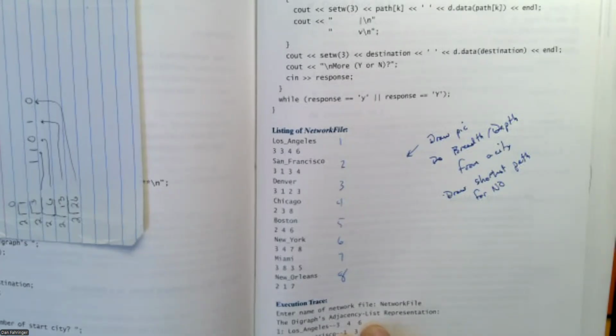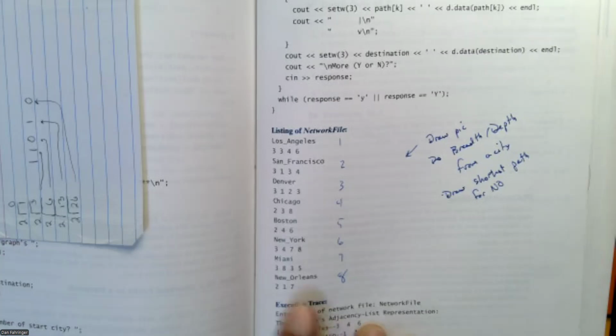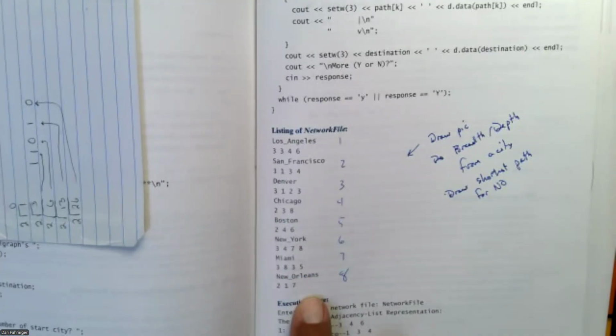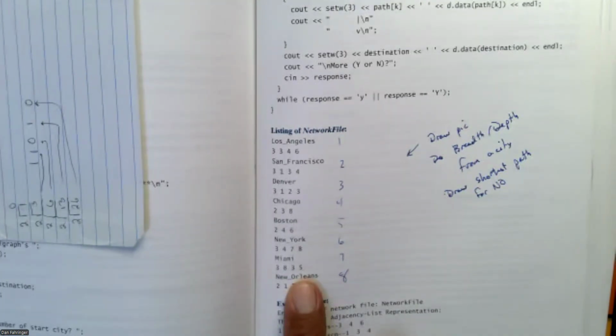San Francisco can get to 3 cities. Boston can get to 2 cities. Number 4, which is Chicago, and number 6, which is New York. Miami can get to 8, 3, and 5. That's New Orleans, Denver, and Boston.